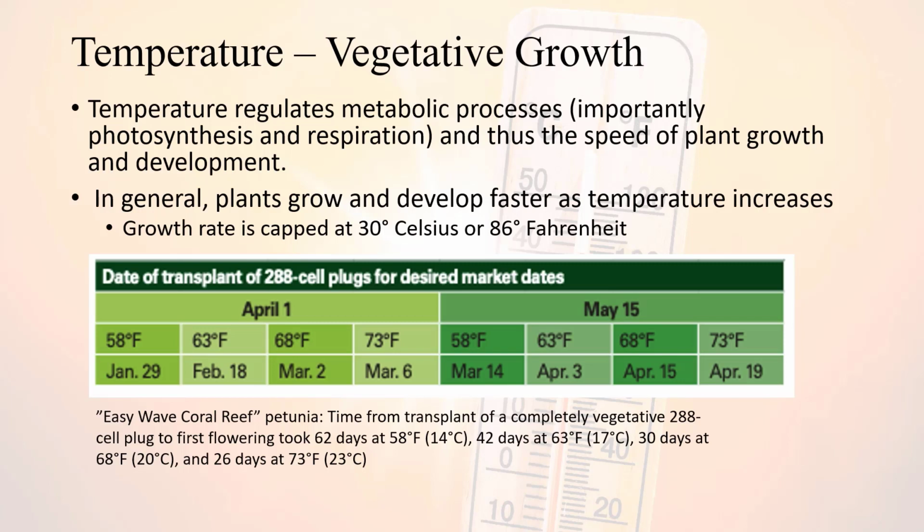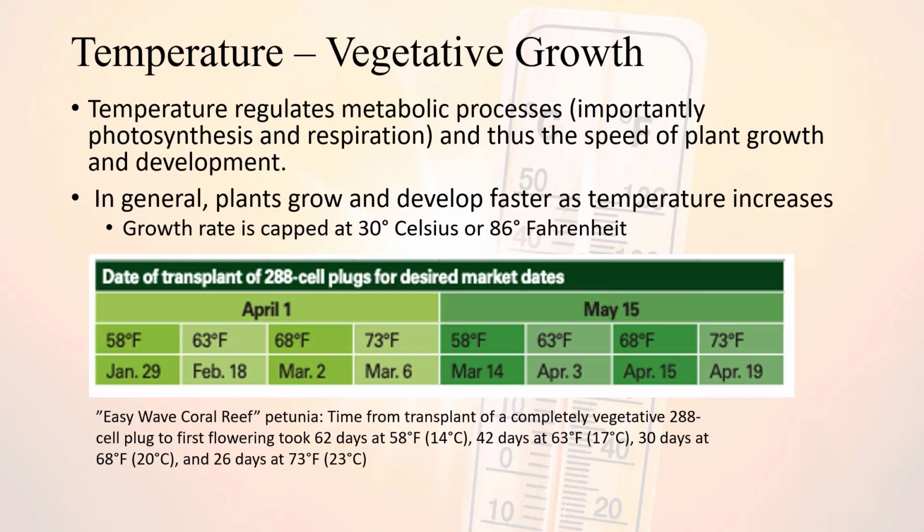And the reason this happens is because temperature regulates metabolic processes, right? It regulates metabolism, and importantly, photosynthesis. Because we talked about light and the importance of photosynthesis in terms of plant growth, right? The warmer it is, the faster and the more readily photosynthesis occurs, right? So that is how we see this effect that temperature has on vegetative growth, right? It's speeding up these metabolic processes that are speeding up the growth of our plants.